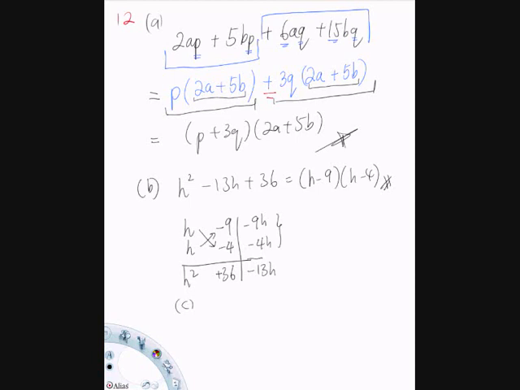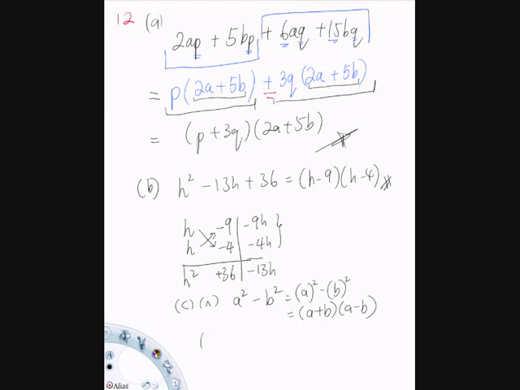So for 12c part 1, a squared minus b squared. This is a special product. When you factorize, you write it as bracket a squared minus bracket b squared, and this is the difference of two perfect squares. When you factorize the difference of two perfect squares, you will get a plus b, a minus b.